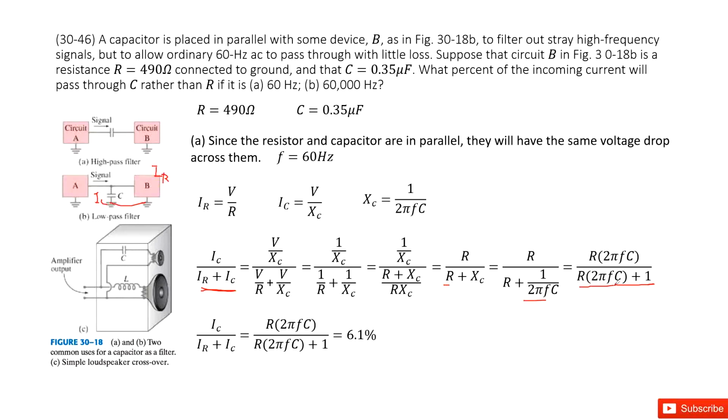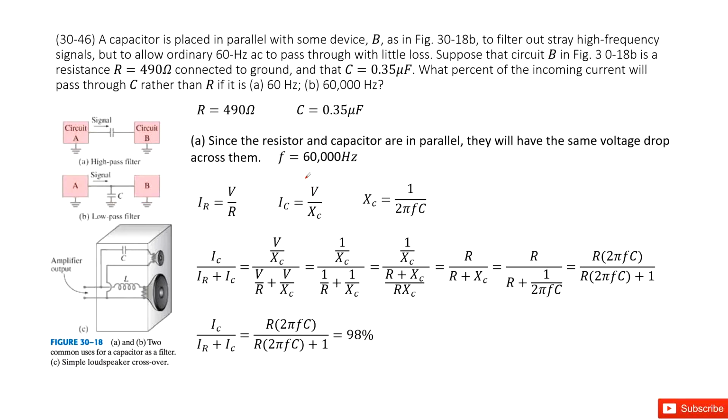In this term, you can see R is given, F is given, C is given. So we input the given quantities R, F, C, and we get the final answer of 6.1%. In this case, we take the frequency F as 60 Hz. At this lower frequency, the current that goes through IC is just 6.1%.